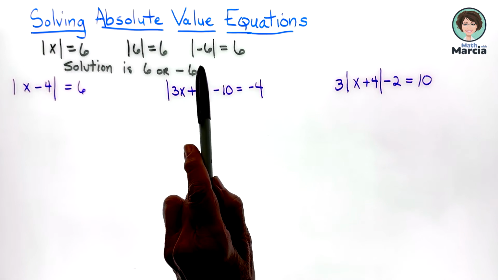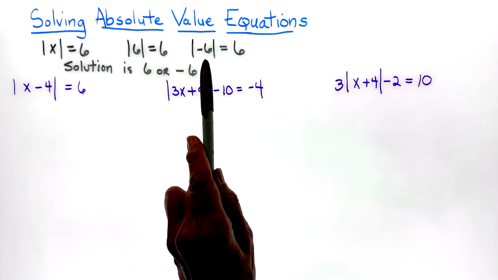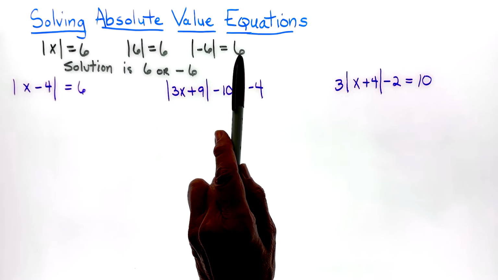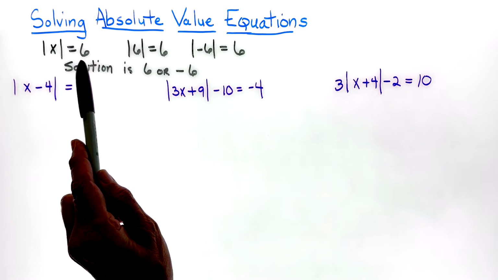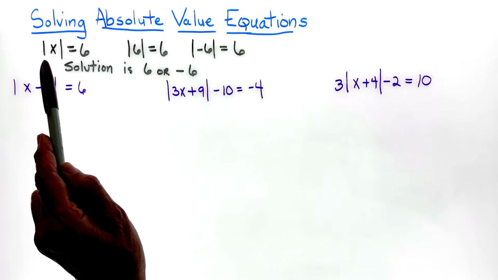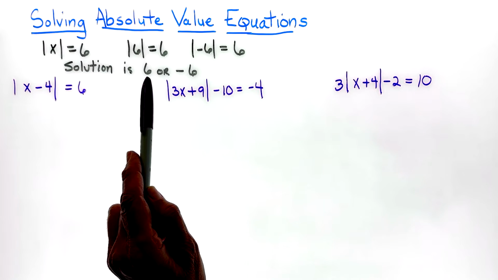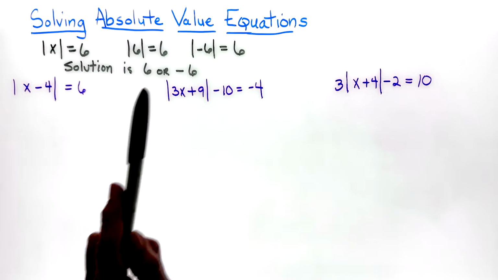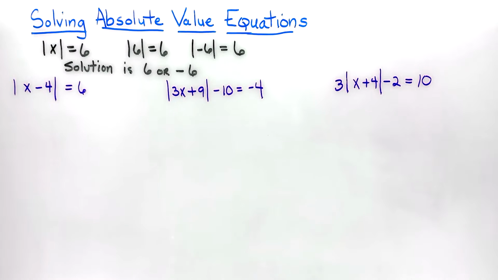We could also put a negative 6 in there because anything inside an absolute value symbol, when it comes out, will turn positive. So the absolute value of negative 6 is equal to 6 also. Our solution for this little equation, the absolute value of x equals 6, is actually 6 or negative 6. So each one of these equations, you're going to see that we actually have two solutions.